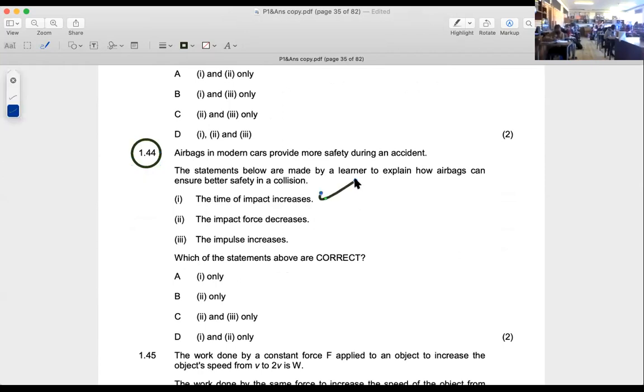Okay, that sounds right. The impact force decreases. The impulse increases. The change of momentum increases. No, you've got the same momentum. It goes from whatever it's falling at to, you can't change the amount of impulse. If the person's going at a certain speed, they've still got to come to rest. So the impulse, the change of momentum doesn't change. So it's got to be 1 and 2. Let's see if any of these are 1 and 2 only. Okay, it's D.